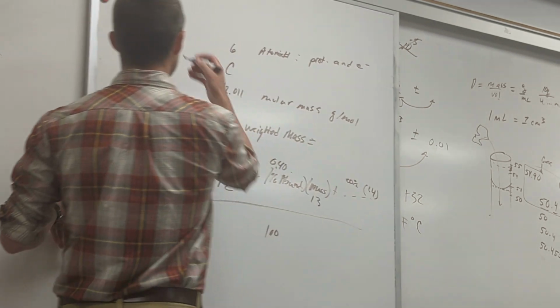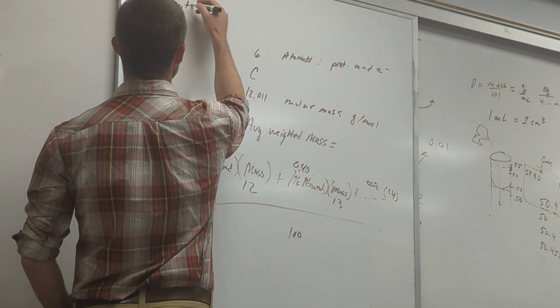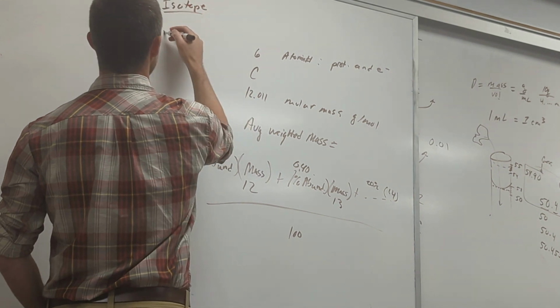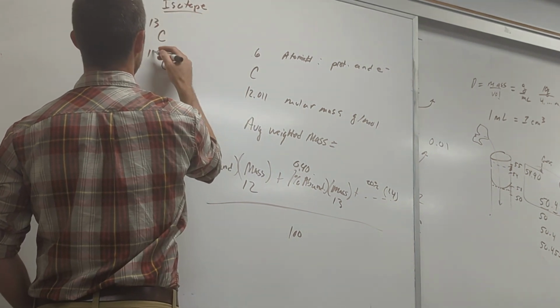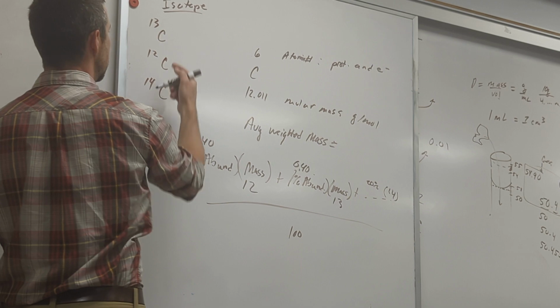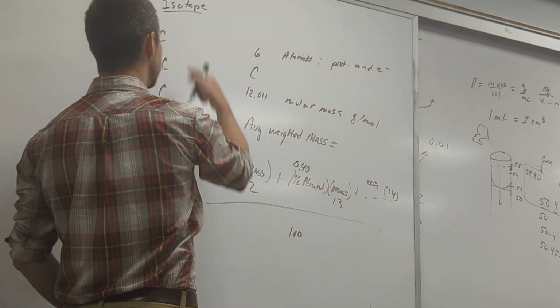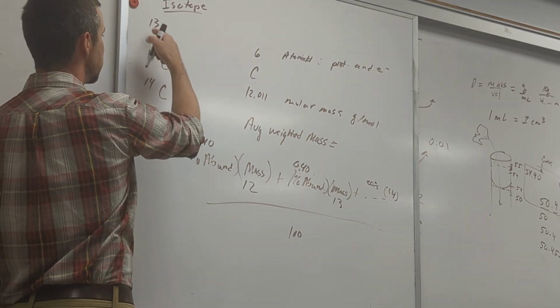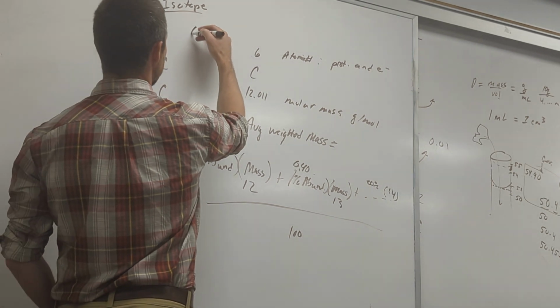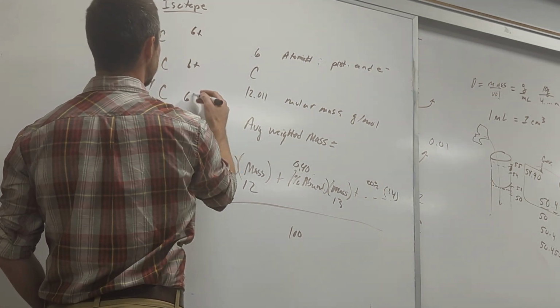What is an isotope? Neutrons. Okay, so how many protons do these have? Carbon, these are the isotope mass numbers, 13, 12, 14. Protons is also, they have 6 positive, right? How many electrons if they're electrically neutral?